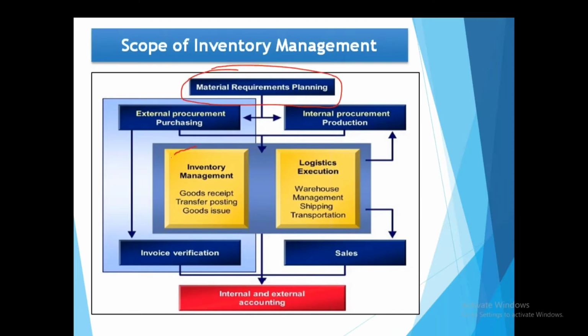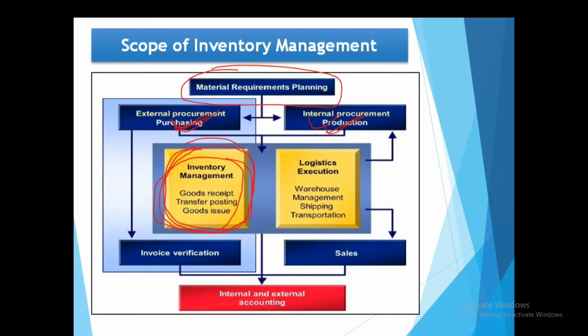Whenever you run MRP, the system will check the inventory stocks of the material, and accordingly it will tell you whether you have to do purchasing or whether you are going to do production. That information will be given by MRP. Based on that, your procurement or production will happen, and you will get the stock.